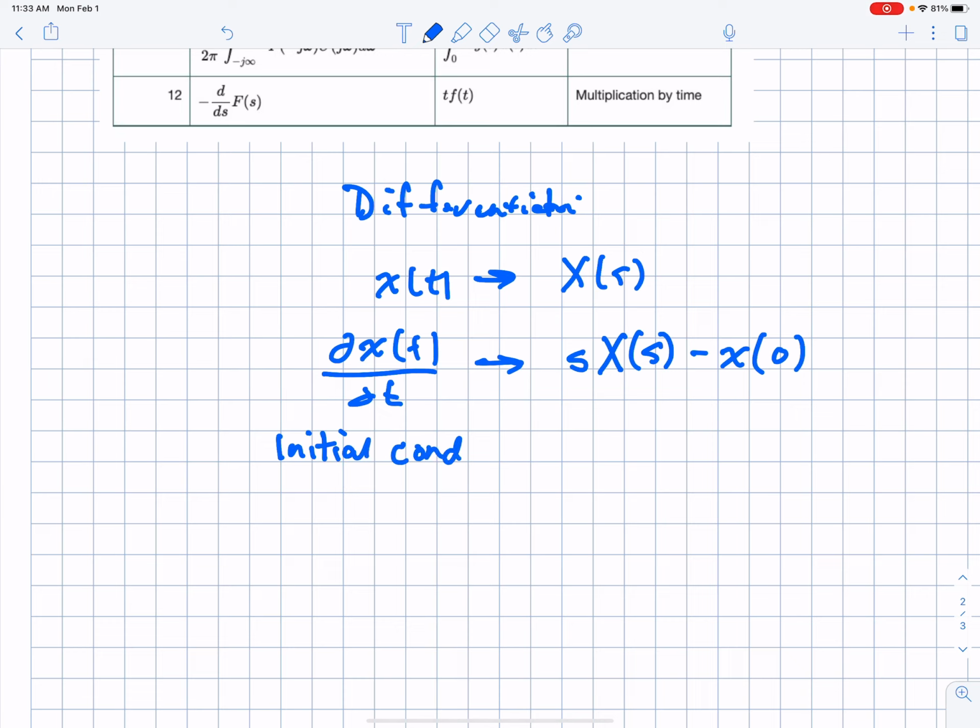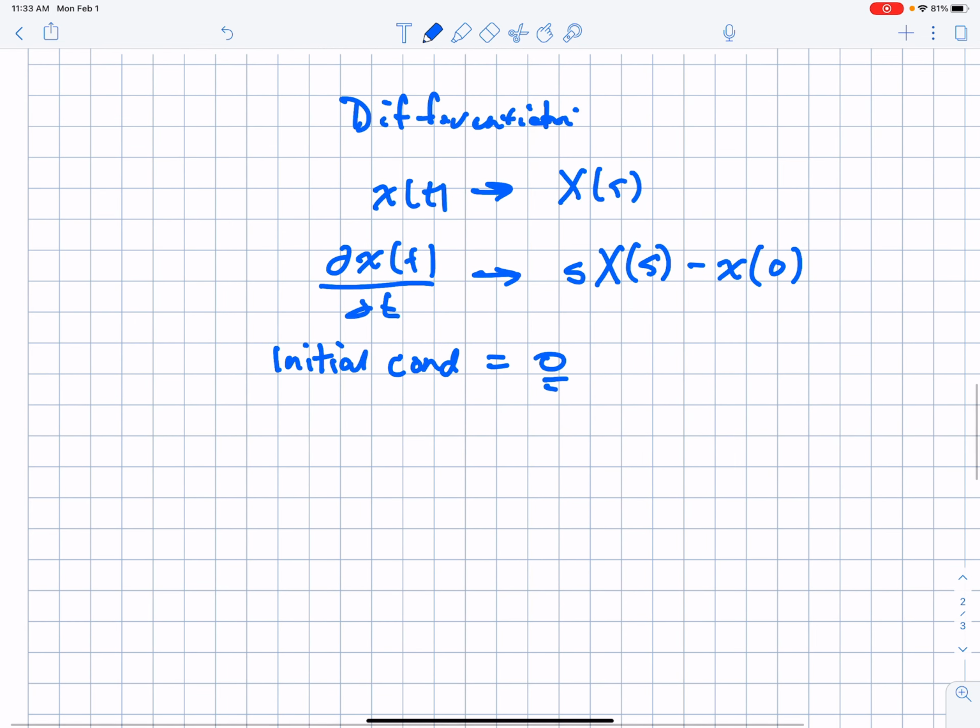So the initial conditions will be identically zero for both x of 0 and its derivatives. Okay, so if that's the case, if we have zero initial conditions, if I took the second derivative of a signal and found its Laplace transform, notice I'm drawing arrows here because these aren't equal signs. The Laplace transform takes me into this domain.